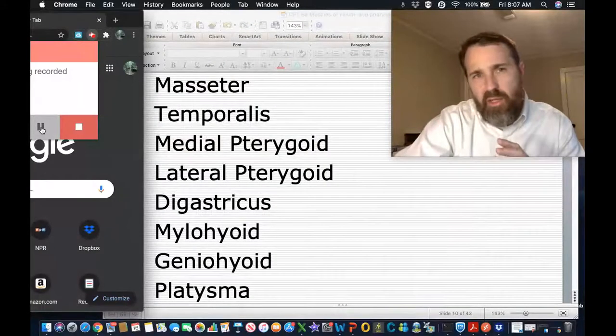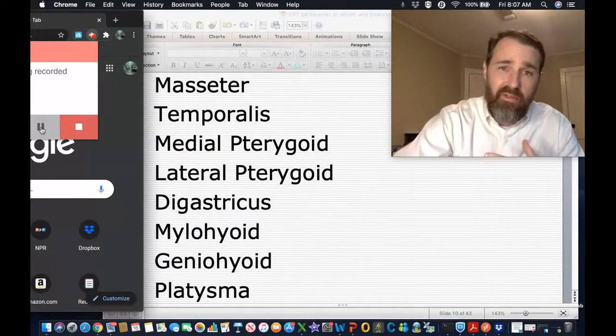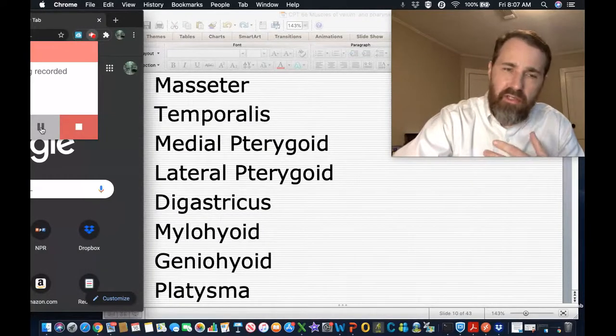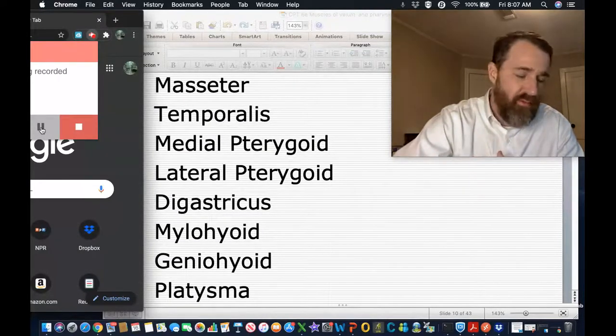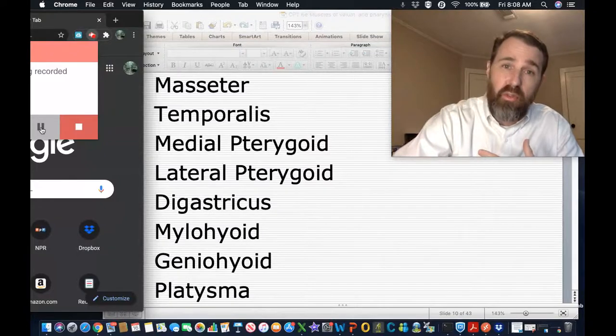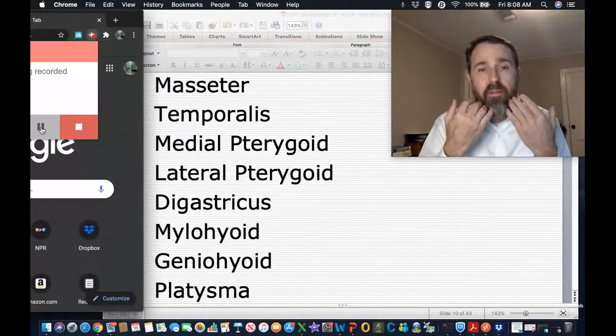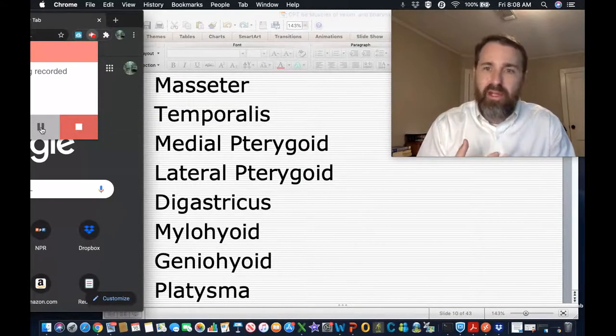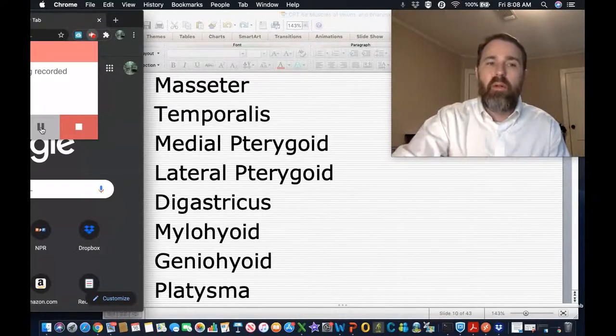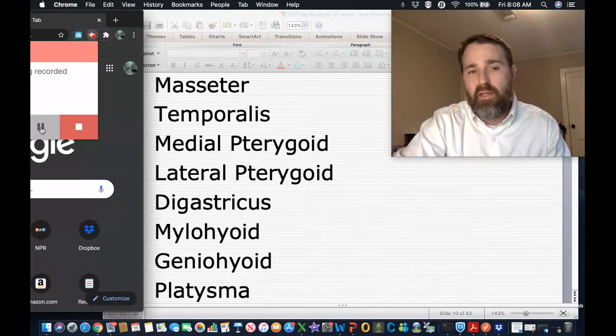Now we're transitioning into muscles of mastication. So these are those muscles that are responsible for your ability to chew, your ability to move the mandible, to break down food in your mouth and form it into a bolus to get it ready for a swallow.